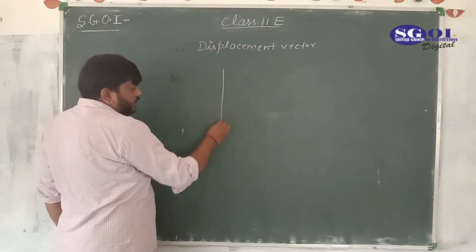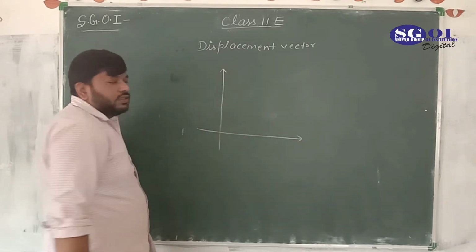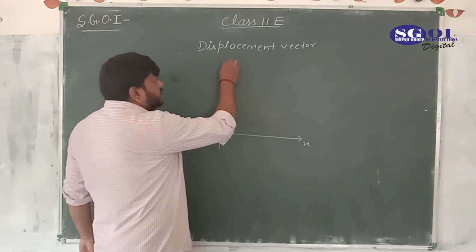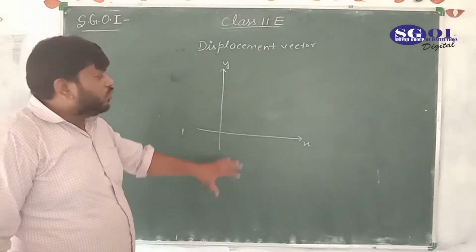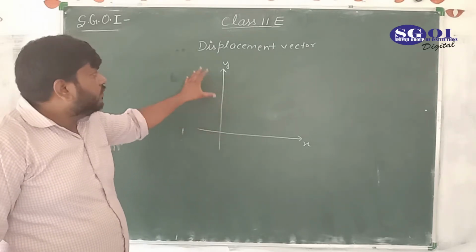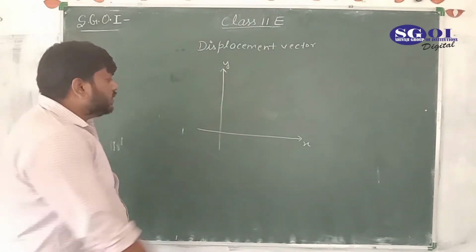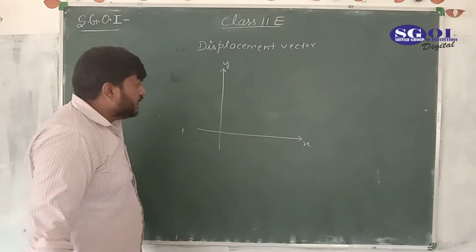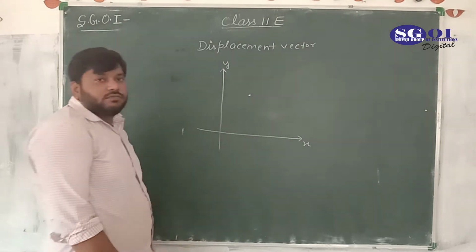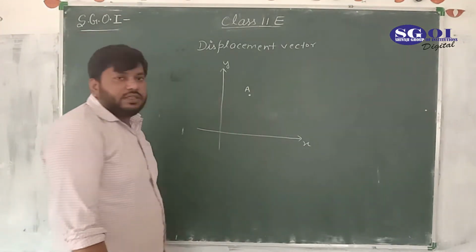So for that, I am taking a coordinate axis. Okay, this is the coordinate axis, x-axis, and this is y-axis. It would be in 3 dimension, it would be z-axis also, but for understanding purpose, I am just taking 2 dimensional surface. So that's why x-axis and y-axis. And suppose an object is at this position, and the name of this point, this position is A.